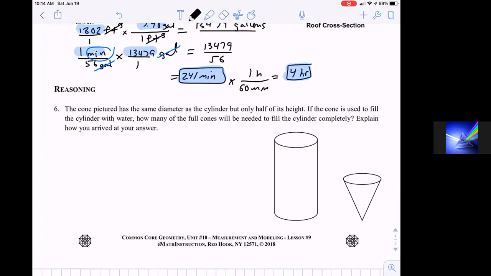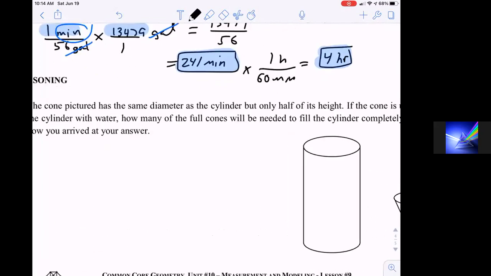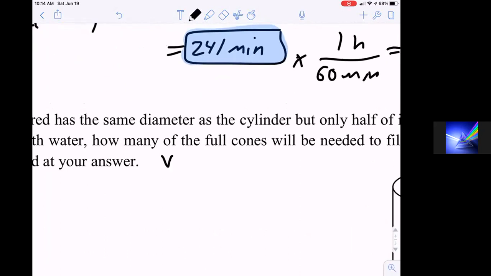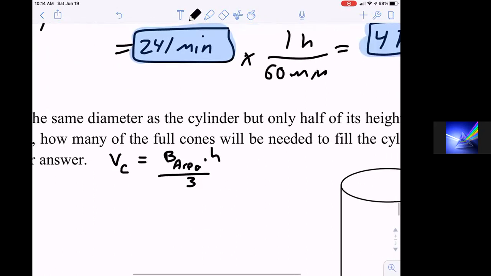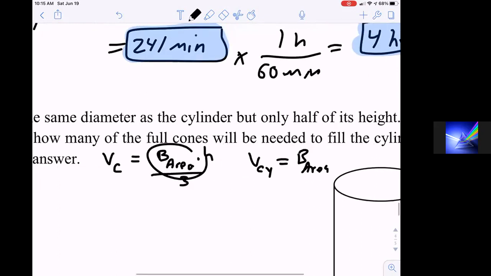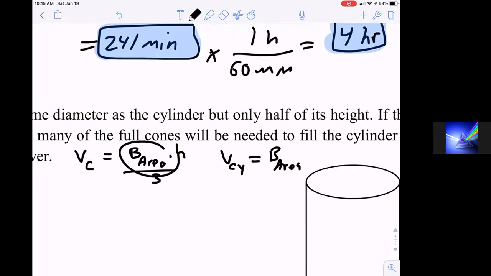Number six, the cone pictured has the same diameter as the cylinder, but only half of the height. If the cone is used to fill up the cylinder with water, how many cones will it need to fill up the cylinder completely? Well, go back to the idea of how volume works. So the volume of a cone is equal to area of the base times height over 3, right? Whereas the volume of a cylinder is just simply that same area, the exact same area, because it's the exact same circle, times height.